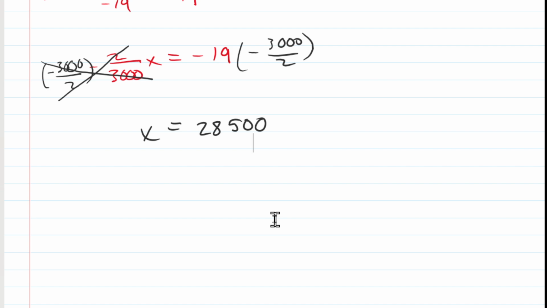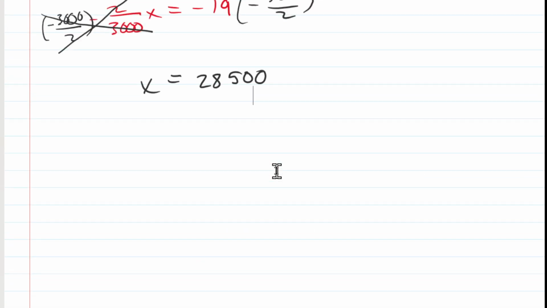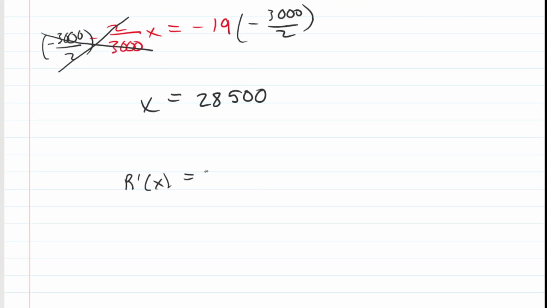Now, some professors, if this were a test question or a homework problem, would want you to prove that this actually maximizes the revenue. We did draw a rough sketch to show that it maximizes revenue, but again, your professor might want you to prove it. And one way of proving it is to use something called the second derivative test. So what we would do is take our first derivative, which was r prime of x equal to negative 2 over 3,000 x plus 19. And then compute the second derivative.